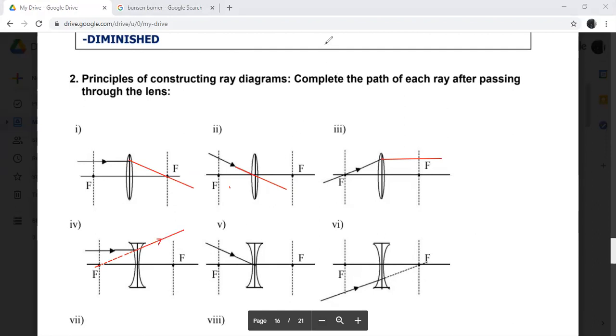And same as the earlier one, a light ray that goes through the optical center will not be refracted. Next, a light ray directed towards the focal point will be refracted parallel to the principal axis, like just now. So these are the 6 light ray diagrams. These 3 are the common ones for convex lenses, and these 3 are the common ones for concave lenses.